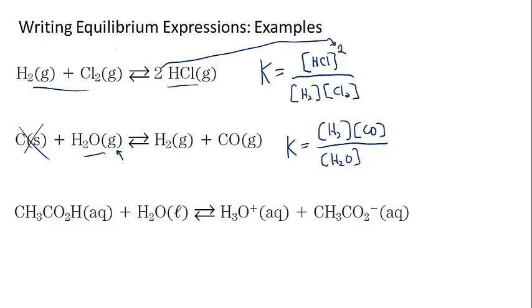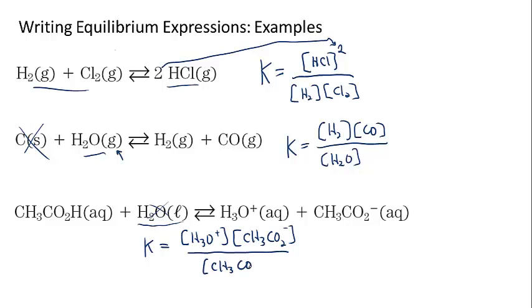In this final case, the water's a liquid, so we're not going to include it. So for this one, K is equal to the H3O plus concentration times the acetate concentration divided by the acetic acid concentration. And you'll come to know this in the next chapter as the equilibrium for a weak acid reacting with water. But that's the equilibrium expression for that. So remember, it's products over reactants, and you leave out bulk liquids or solids.